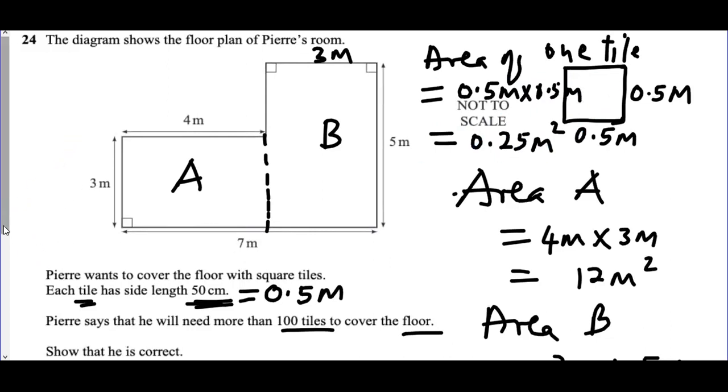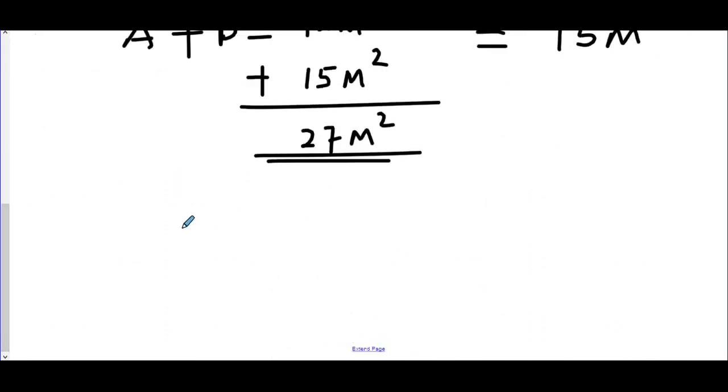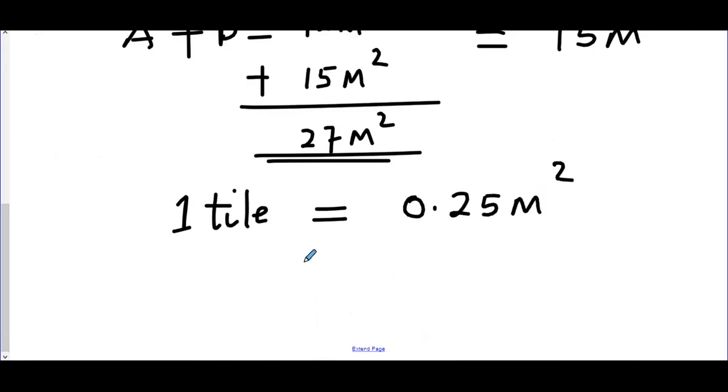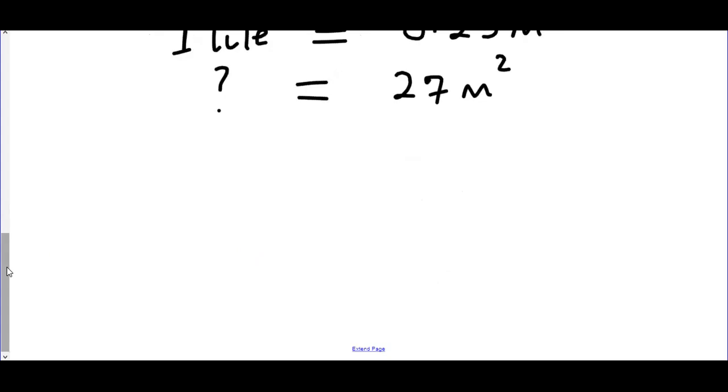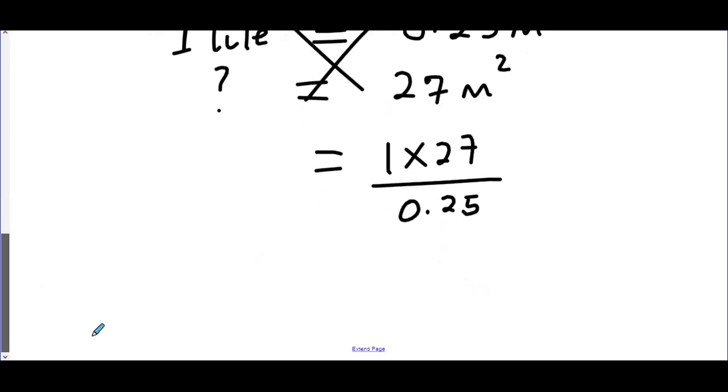Now the question here is that if one tile can cover an area of 0.25 meters squared, how about 27 meters squared? The complete floor plan will be covered by how many tiles? So here we're going to need to cross multiply, meaning that this will be 1 times 27. The answer you get, you're going to go ahead dividing by 0.25, okay? So you can help me calculate this using a calculator. 1 times 27 is 27, divided by 0.25.